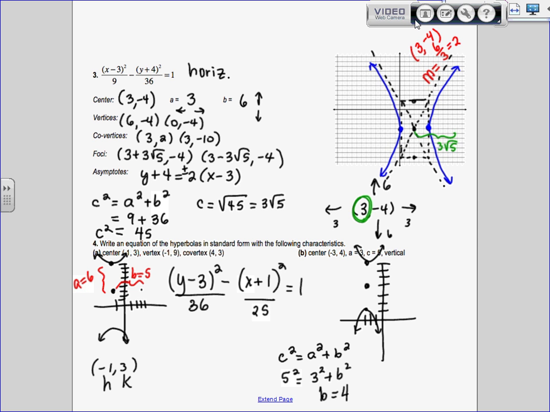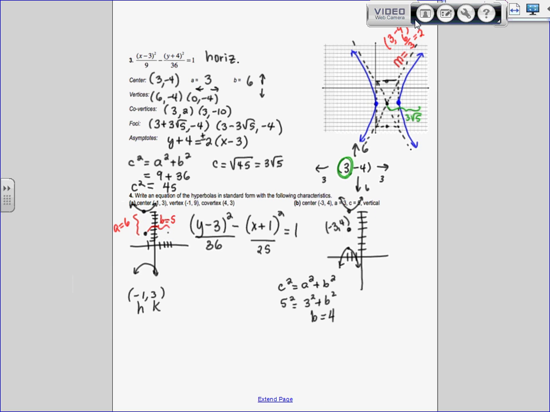Okay, and since it's vertical, I start with my y. So I'm going to have something with y squared first, minus. So I'm going to have y minus 4 squared, and then I'm going to have x minus -3, so plus 3. I go up and down 3, so I'm going to have 9 here. I go right and left 4, so I have 16. That's your answer.